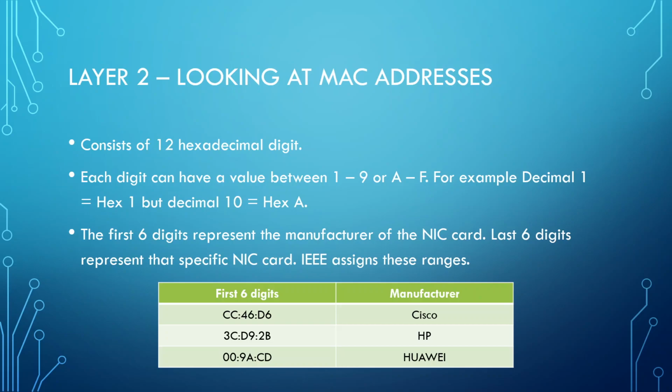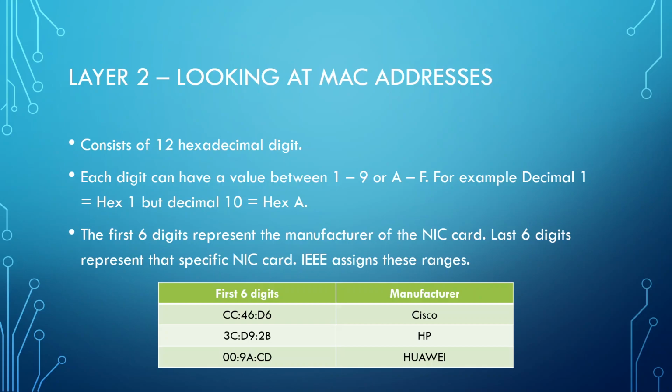So obviously we know that we've got 12 hexadecimal digits. The first 6 hexadecimal digits represent the manufacturer of the NIC card. So the actual company, Intel, Cisco, HP, who actually manufactured this NIC card. Now the last 6 digits are used to represent that specific NIC card within that manufacturer.